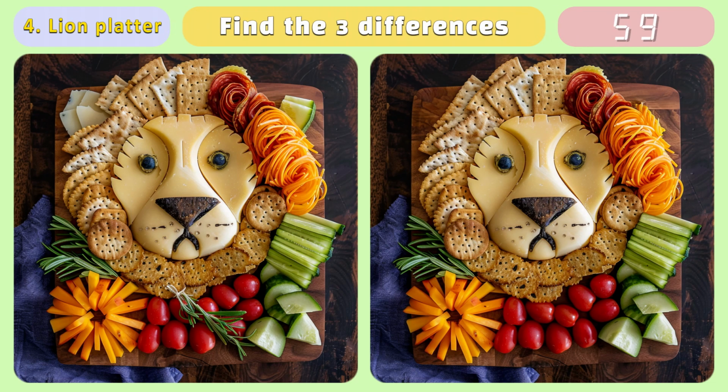Find the three differences. It's a lion platter. Cheese and crackers were used to depict a lion, and it was decorated with various vegetables.